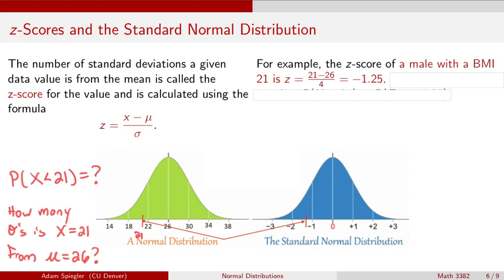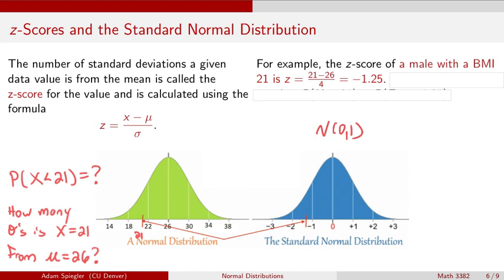And this process of standardizing a normal distribution, so taking all of these values of X, and rather than describe X in terms of BMI units, we describe X in terms of its z-score, in terms of how far away from the mean, is what's called standardizing a normal distribution. So the standard normal distribution, that is what is pictured on the right, and that is the distribution whose mean is 0 and standard deviation is 1.